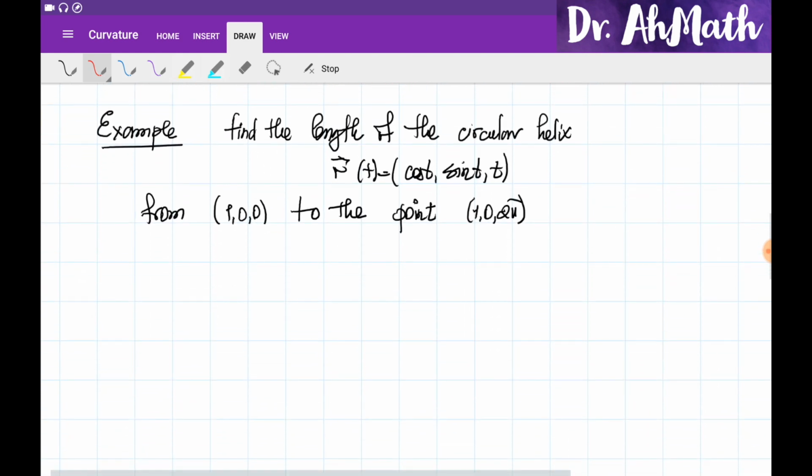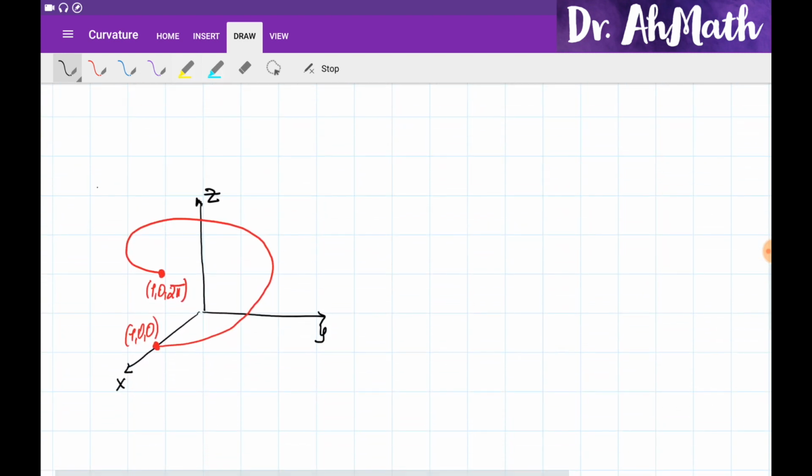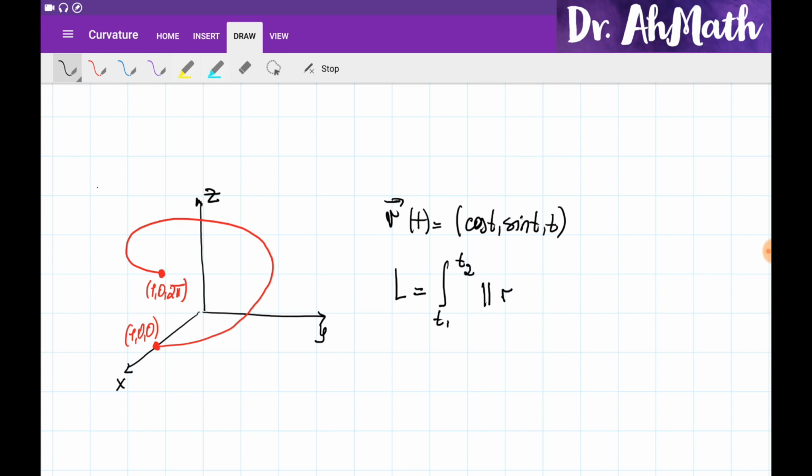So what we would like to do is find the length of a circular helix, which is given with this function, from this point until this point. So roughly, it looks like this. Okay, so we would like to find the length of this curve. The vector function is going to give us cosine of t, sine of t, and t. So basically, I need to use the formula, right? L is going to be equal to the integration from t1 until t2 of the norm of r prime of t with respect to t.